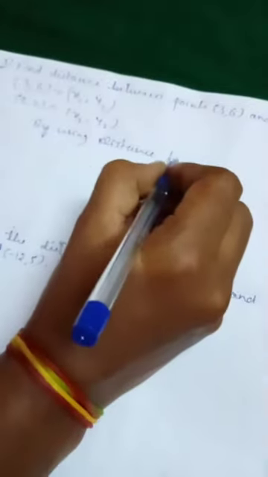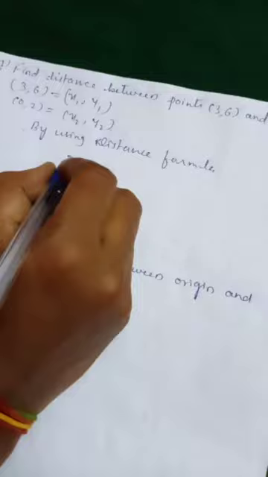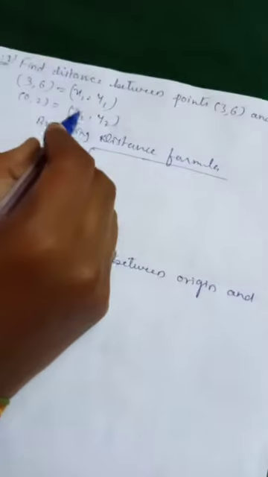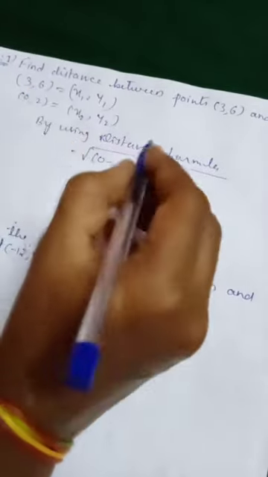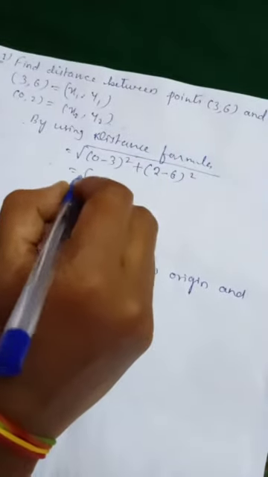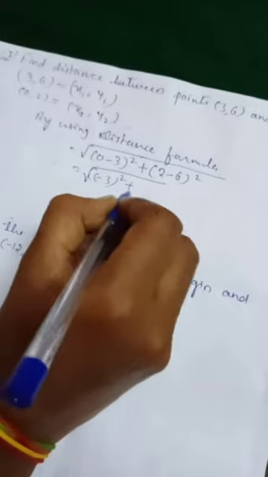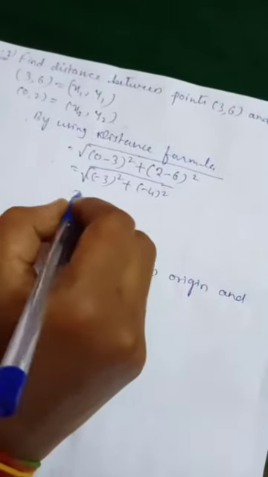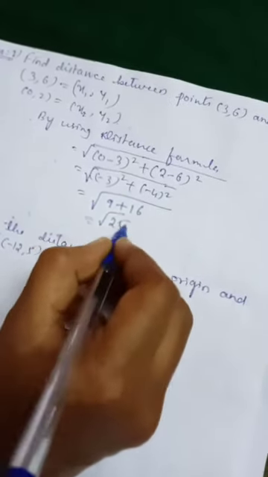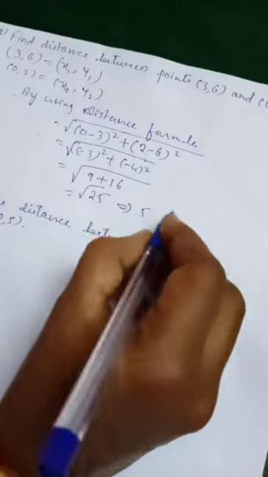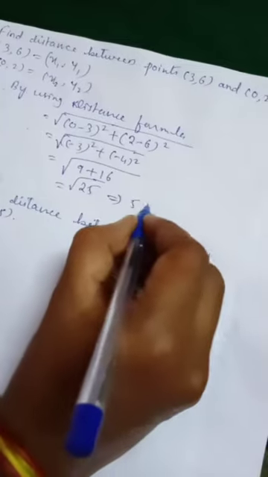By using the distance formula, that is nothing but the square root of (x2 minus x1) square. x2 is 0, x1 is 3, so (0 minus 3) square plus (y2 is 2, y1 is 6) whole square. So this is nothing but (minus 3) square plus (minus 4) square, which is 9 plus 16, root of 25, that gives 5, because root of 25 is 5 units. 5 units. Understood?